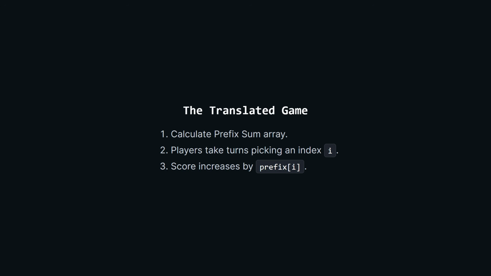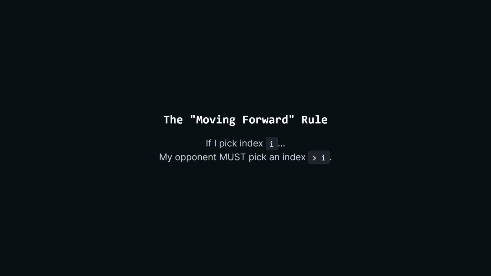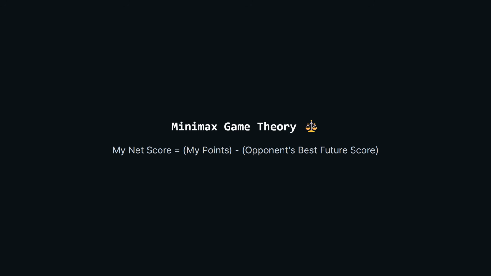So the game transforms into a much simpler version. Players just take turns picking a spot in the prefix sum array to get points. The only catch is that since you have to take at least 2 stones on your first move, Alice is never allowed to pick the prefix sum at index 0. Also, because the new stone sits at the front, any future moves have to dig deeper into the array, meaning players can only pick indexes further to the right. Since both players play perfectly, your final score advantage is whatever points you just took, minus the best score advantage your opponent can get after you.